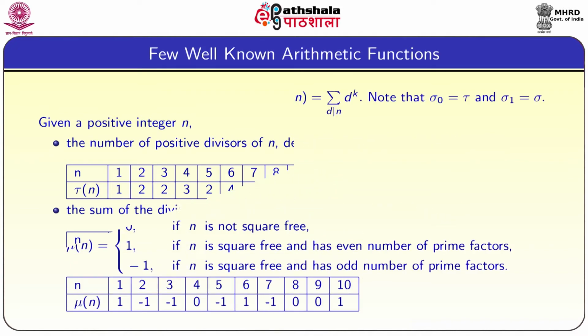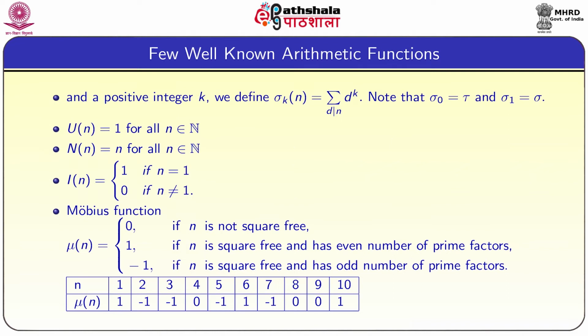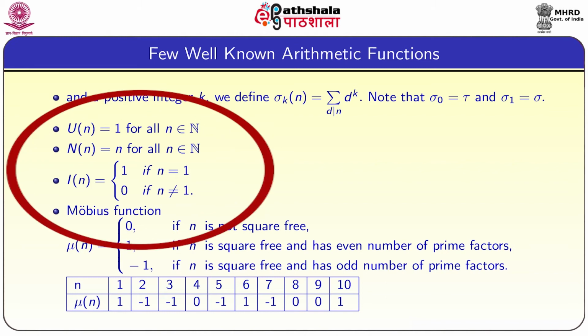Similarly we can extend this sigma function: sigma k of n is equal to the summation over d dividing n of d power k. So, when k is equal to 0 we get the tau function, when k is equal to 1 we get the sigma function, and we are going to define other arithmetic functions.